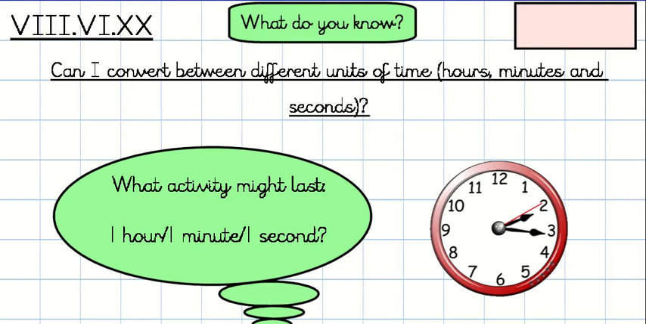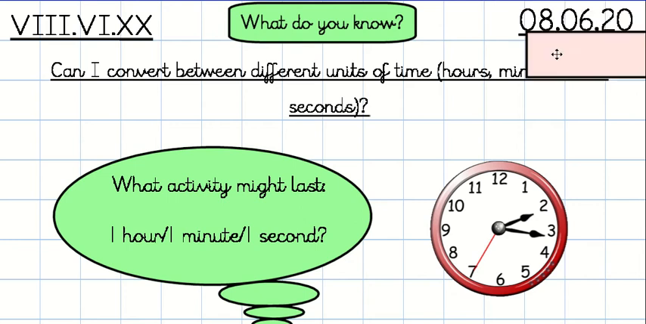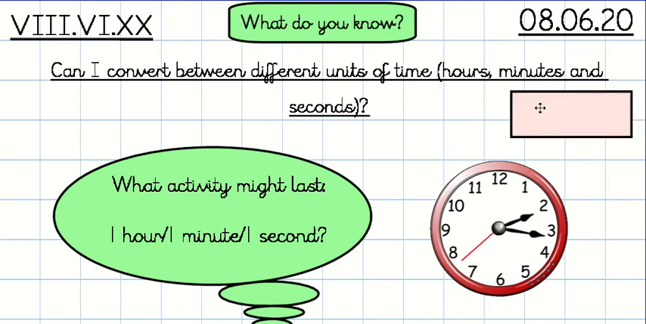I've written today's date in Roman numerals, so the first thing I'd like you to do is see if you can work out what the date today is. Have a little think. So remember we've got a V which is 5, add 3 I's, and we've got the V which is 5 again, I, and then we've got XX. Did you get it? Today's date is the 8th of the 6th, 2020.